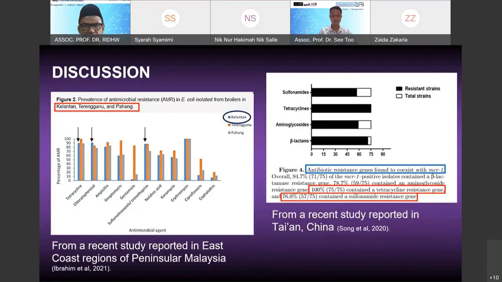So here is the diagram retrieved from the recent study reported in the East Coast region of Peninsular Malaysia by Ibrahim in 2021, where the prevalence of antimicrobial resistance in E. coli isolated from broilers in Kelantan, Terengganu and Pahang were reported, where tetracycline and sulfamethoxazole-trimethoprim as well as chloramphenicol have been showing higher resistance in Kelantan. And for the recent study reported in Tai'an, China, they found that tetracycline has the highest resistance genes, which is about 100% containing tetracycline resistance genes, as well as 76% containing sulfonamide resistance genes.